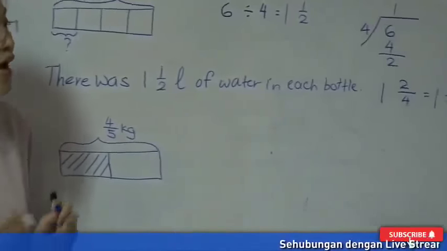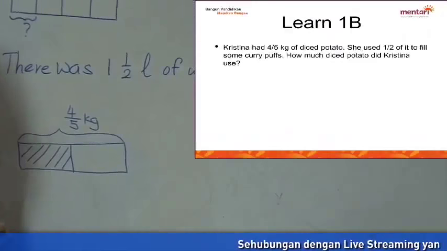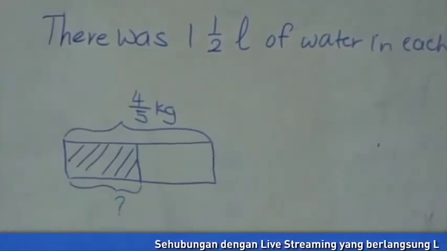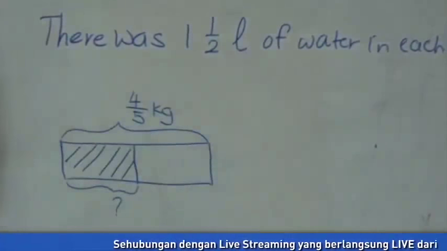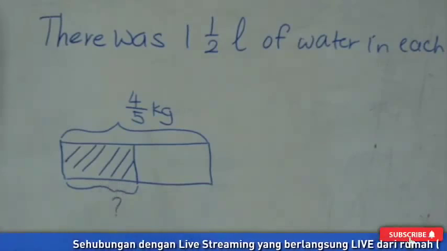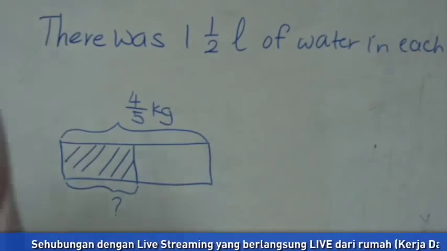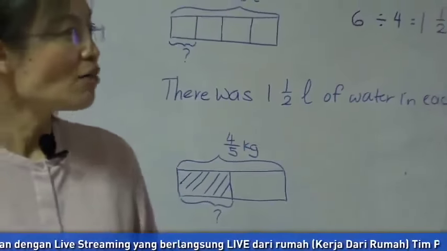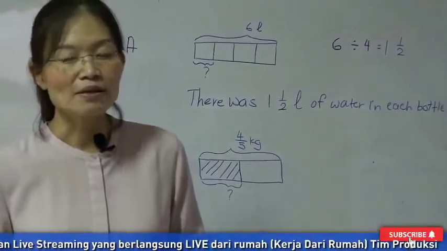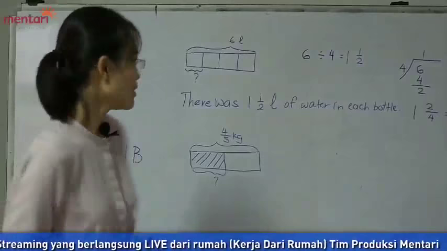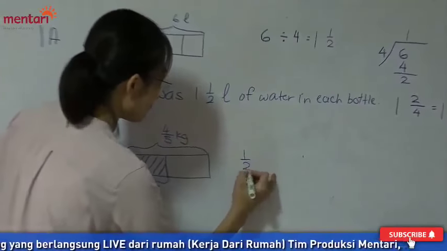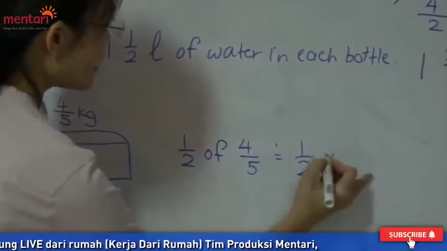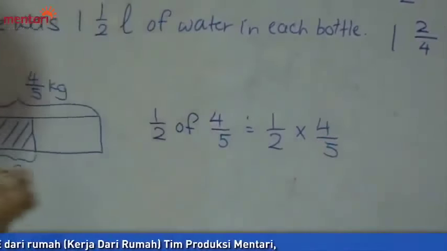And then the question is, how much diced potato did Christina use? So we want to know how much is this. All right? How much is half of 4/5 kilogram? Now, if you look at this model, what will you do? Now, we have learned about multiplications of fractions. Half of it means that multiply by half. That means half of 4/5 is the same as half multiplied by 4/5.